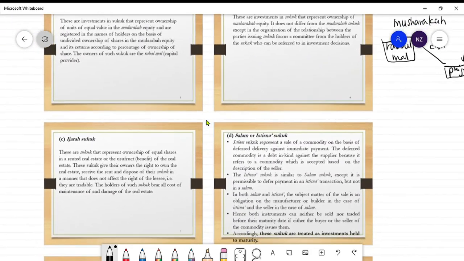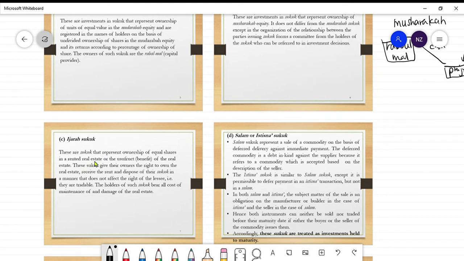Okay, untuk ijarah. Ijarah ni kan is like leasing contract. So these are sukuk that represent ownership of equal shares in a rented real estate or usufruct of the real estate. So ia related with renting. So you lease an equity or a real estate or a property or an asset. So that leasing contract is called as ijarah sukuk, but because it is not simply ijarah, it's related with sukuk.